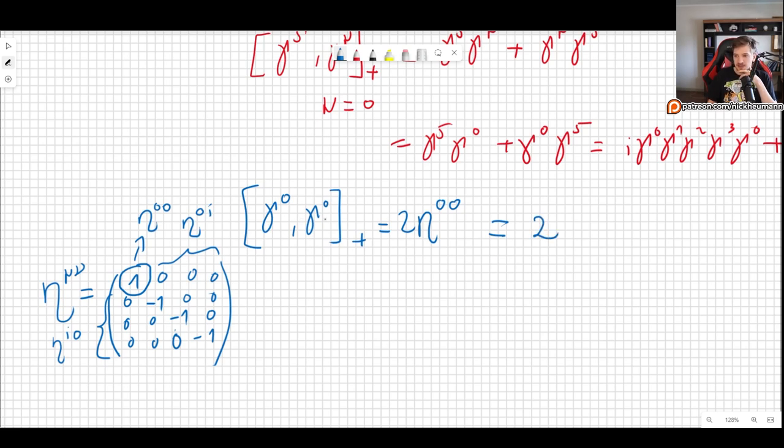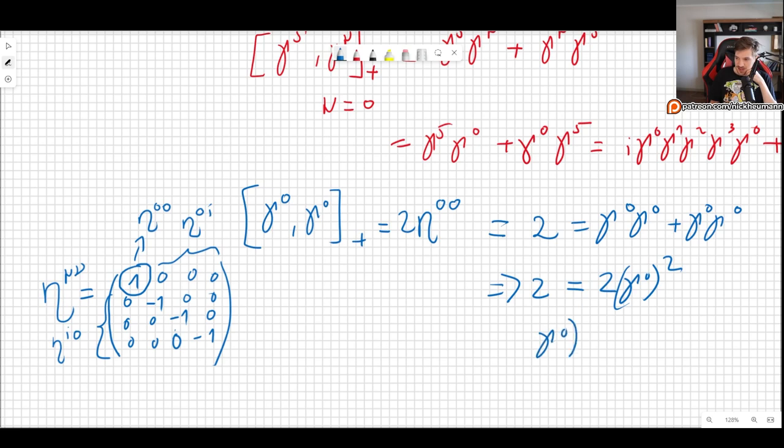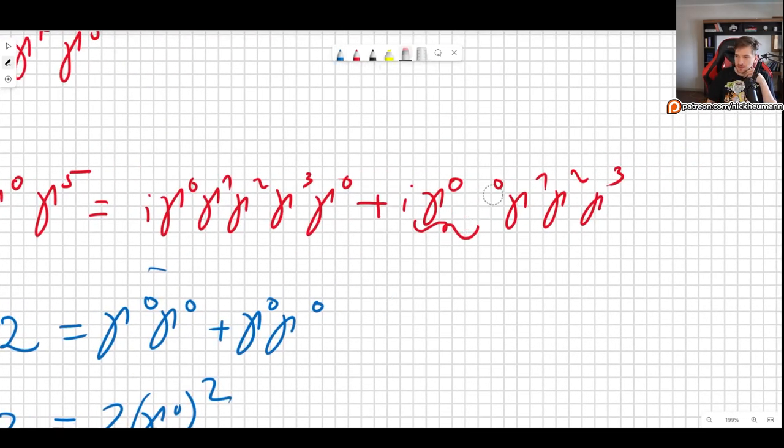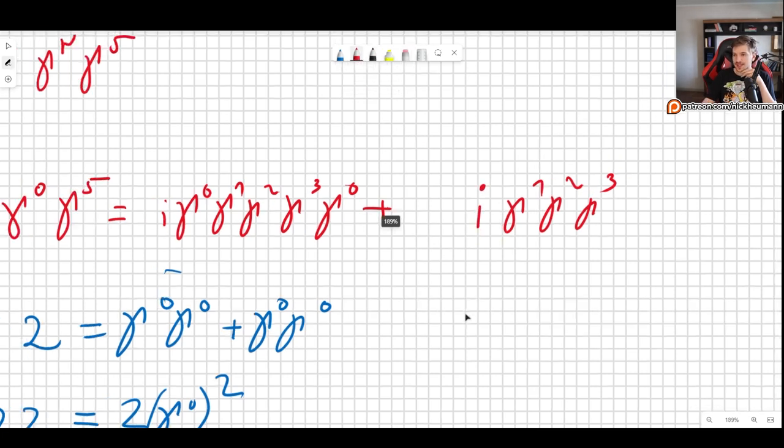And then we have gamma 0, the anti-commutator, which is gamma 0 times gamma 0 plus gamma 0, gamma 0. So this means that 2 has to be equal to 2 times gamma 0 squared, whatever it is. From here, we can easily see that gamma 0 squared is 1. So where did we have it originally? Right here. Here gamma 0 squared is 1, so bye-bye, no need to worry. Gamma 0 squared is gone.